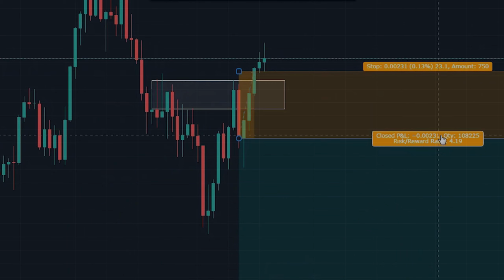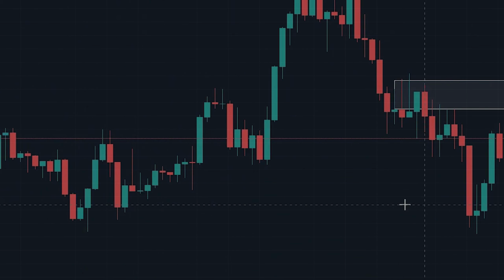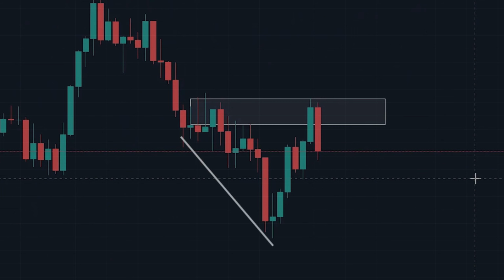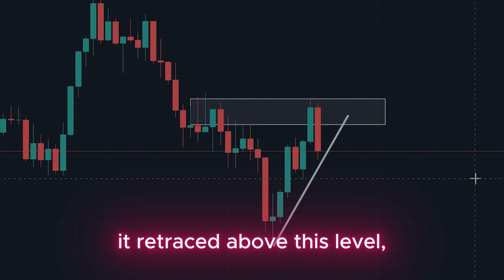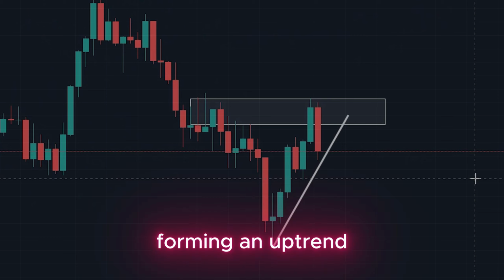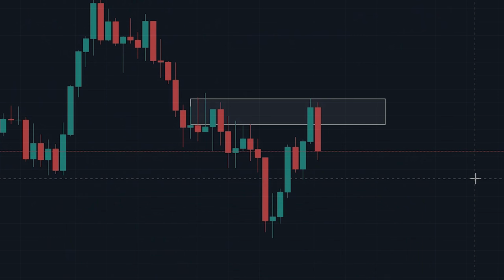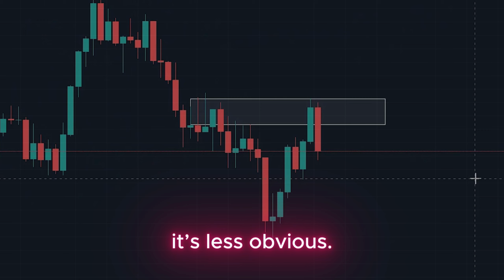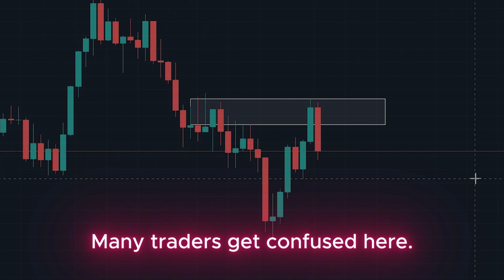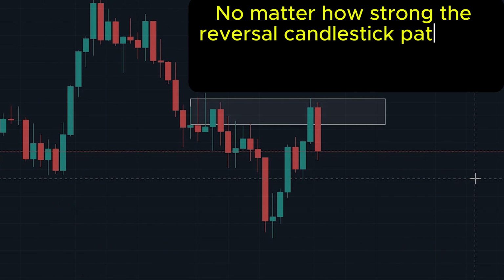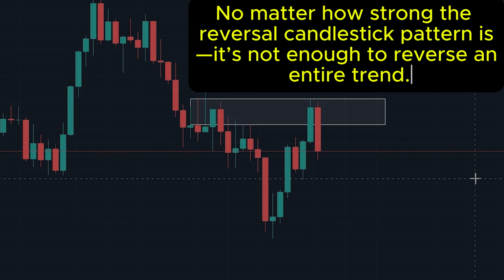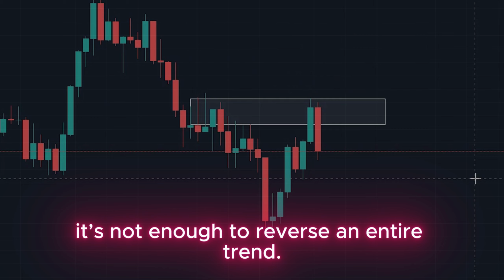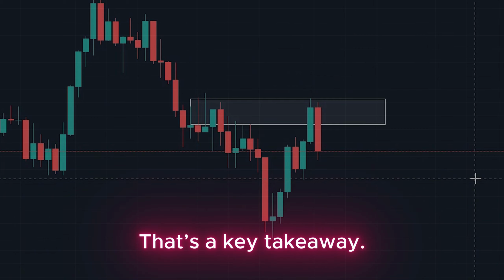Why? Let me explain. When the price moved down, it retraced above this level, forming an uptrend with clear highs and lows. Well, not entirely clear, because on a larger time frame, it's less obvious. It formed an uptrend with highs and lows. Many traders get confused here. No matter how strong the reversal candlestick pattern is, engulfing, evening star, morning star, it's not enough to reverse an entire trend. That's a key takeaway.